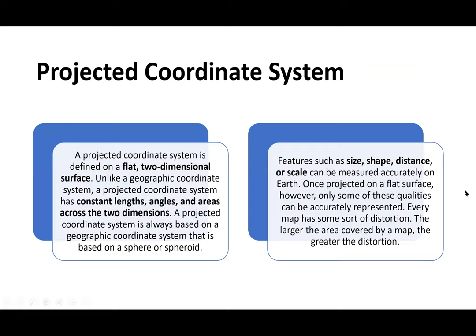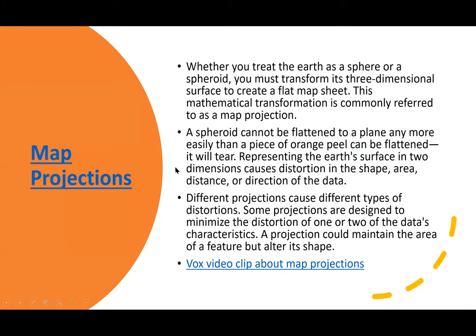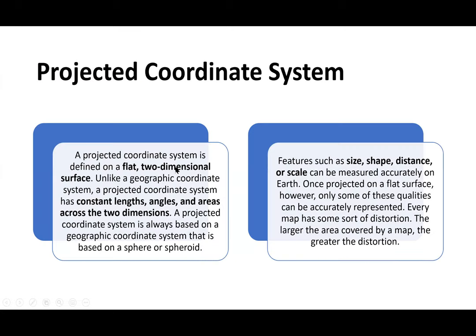I should say size, shape, distance, or direction. I can't fix that right now, but size, shape, distance, or direction can be measured accurately on Earth. Once projected on a flat surface, however, only some of these qualities can be accurately represented. Every map has some sort of distortion. The larger the area covered by a map, the greater the distortion. Alternately, the smaller the area covered by the map, the less the distortion.